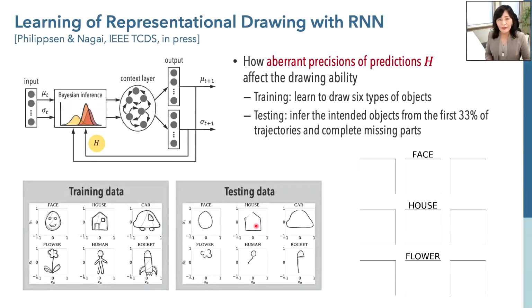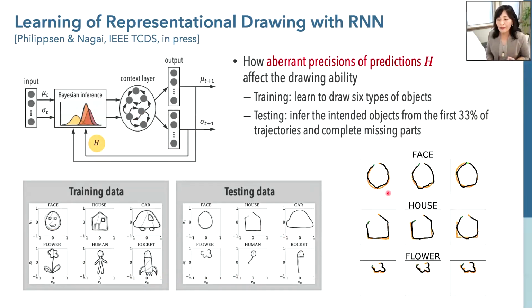This is the video of their drawing. You can see how their trajectory looks. The yellow line indicates the incoming sensory signal to the network, and the black line is the output for the existing lines. And then the green line shows the predictions by the network, where no incoming signal exists.